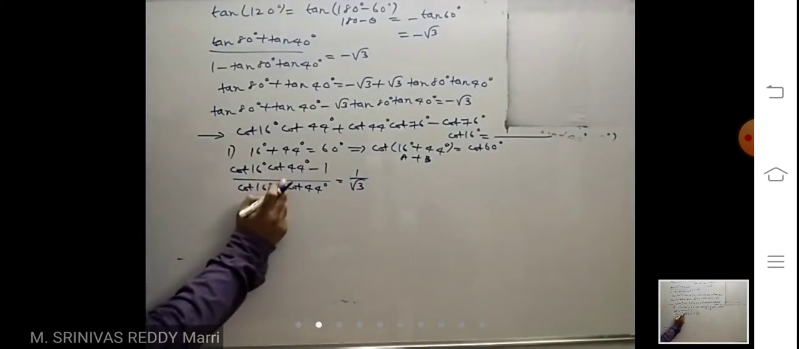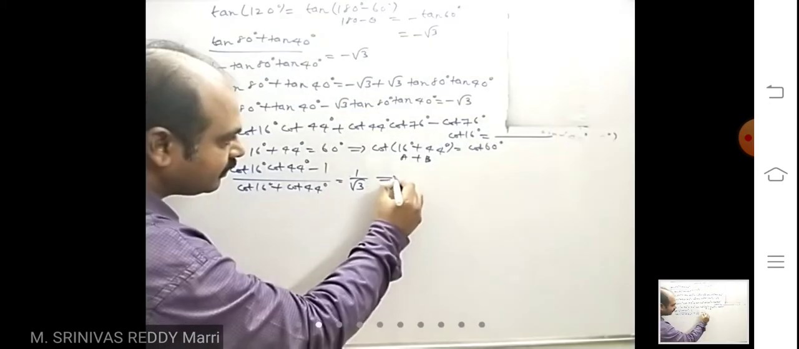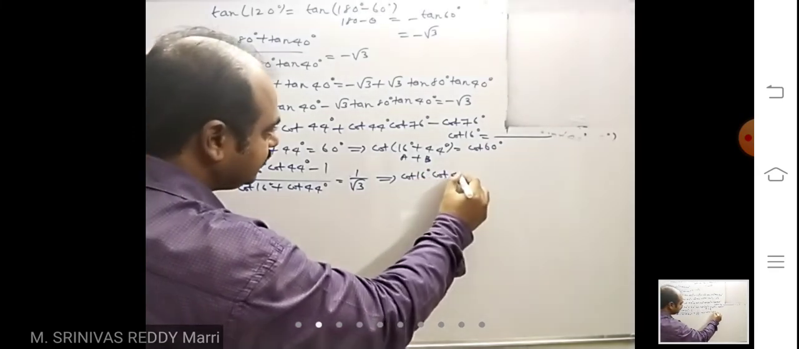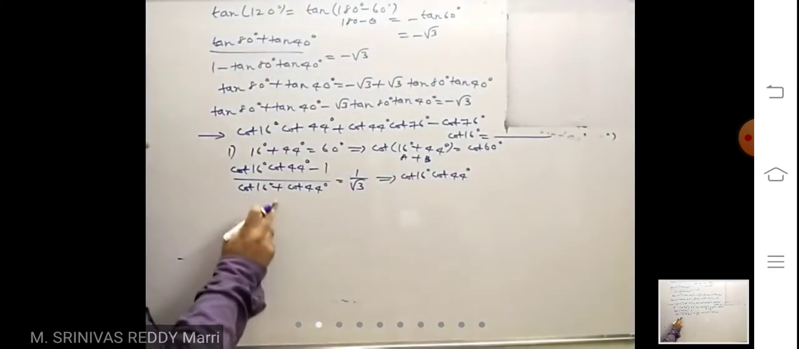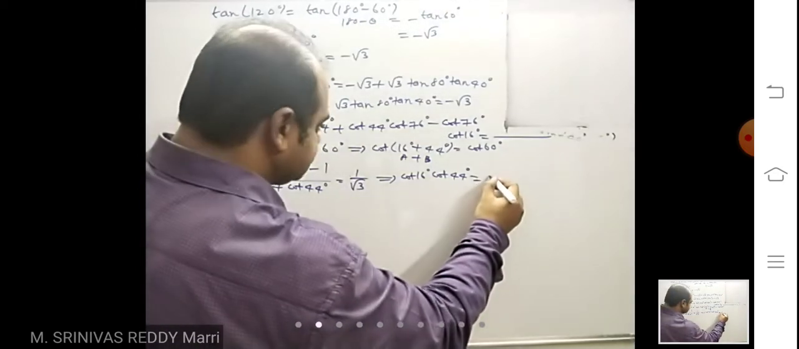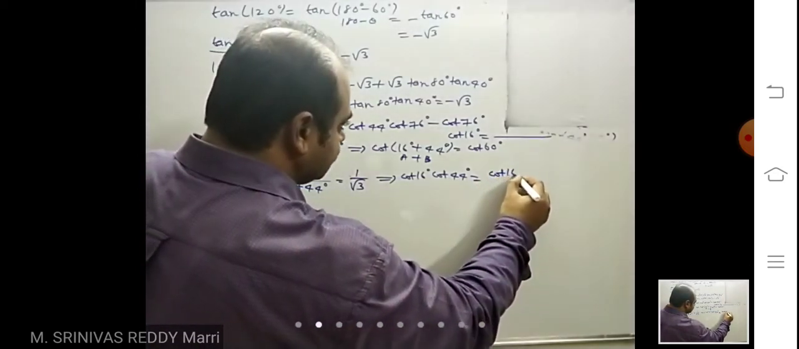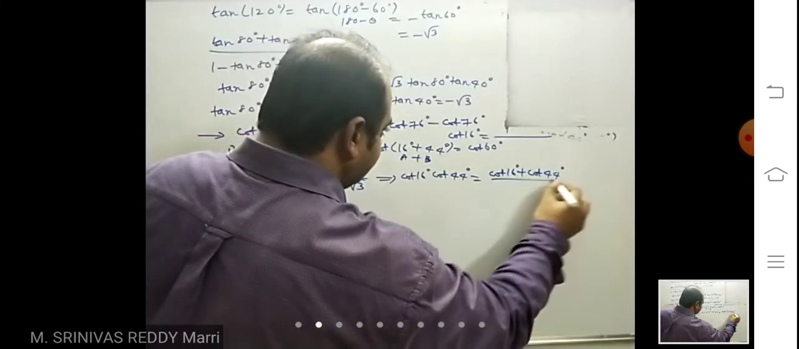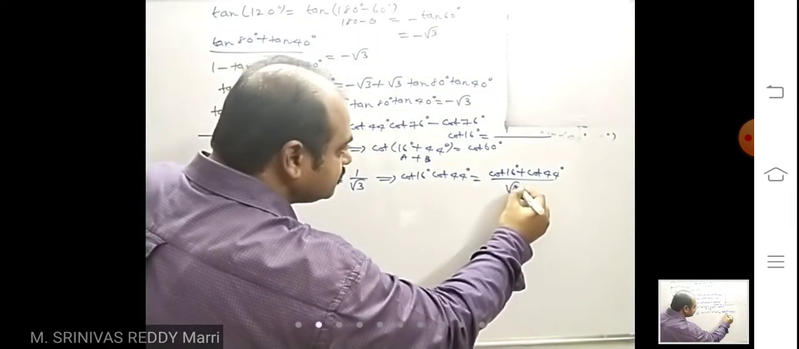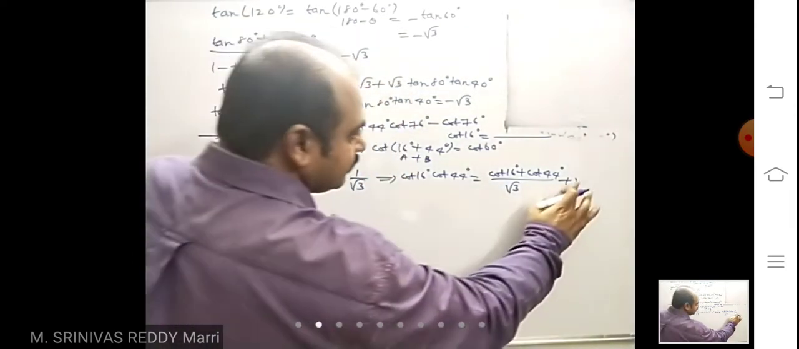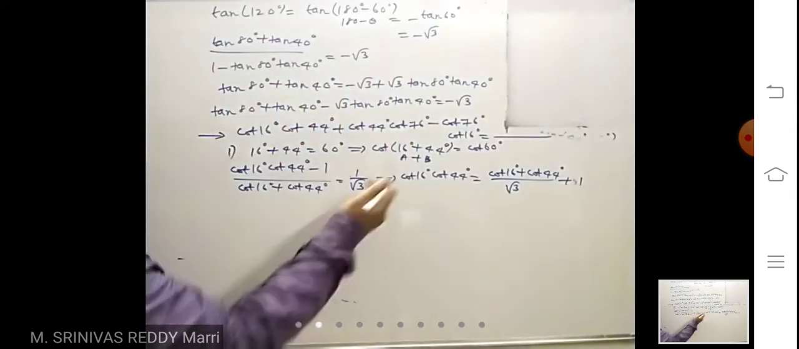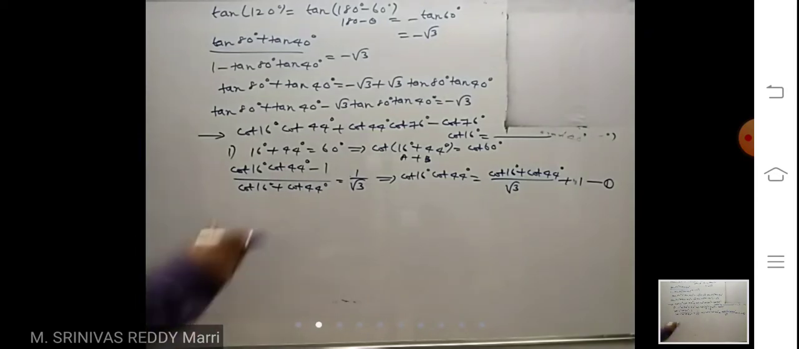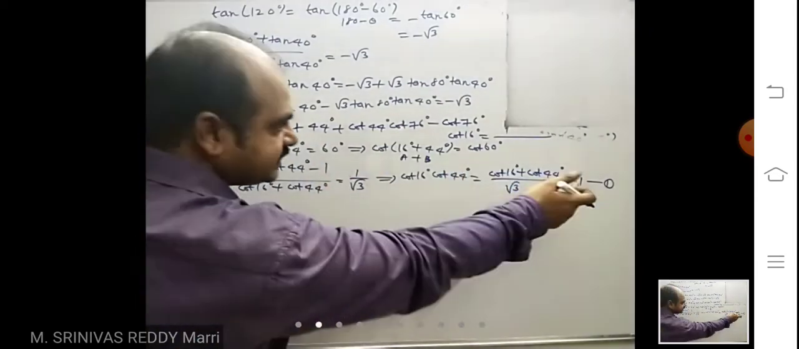Now look at, I have to get this product, bring this side. That implies cot 16 degree cot 44 degree, bring this side. So this is nothing but (cot 16 degree plus cot 44 degree) divided by root 3, plus 1. This minus 1 bring this side, so plus 1. Let us say this is the first equation. Now I got the product. This product is equal to this plus 1.